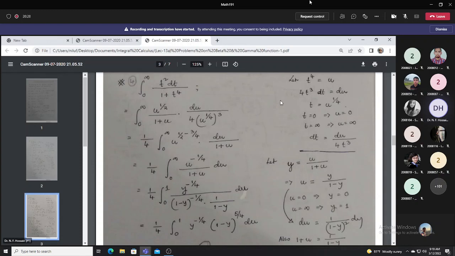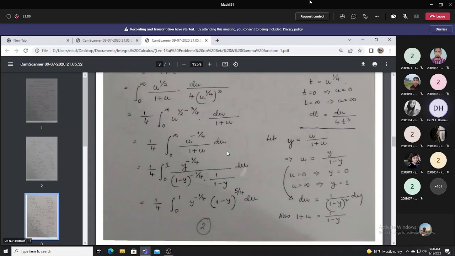Now you put down the value of t square. t square should be u to the power half, divided by 1 plus u, and here dt should be equal to du divided by 4 u to the power 3 by 4. So what should be the power of u in the upper side? It should be u to the power half minus 3 by 4, right? And here du divided by 1 plus u. This 4 is taken outside. But here we are not getting the expression for the beta function, because it is 1 plus u. How can you manage it?